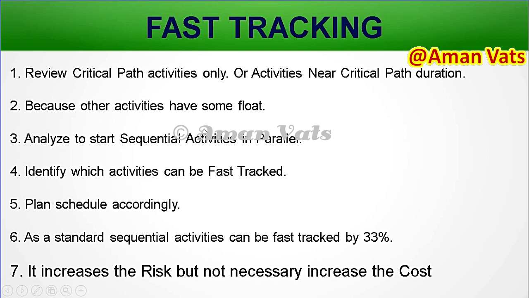So how should you do that? You need to review the critical path activities only. Don't touch other activities, or maybe you can take those near the critical path, but otherwise you should not touch an activity where you have some float. Analyze which activities you can do in parallel, and which activities definitely have a dependency. Then you need to identify which activities can be fast tracked. Then you should replan your schedule and change the timing of the activities which you are fast tracking.